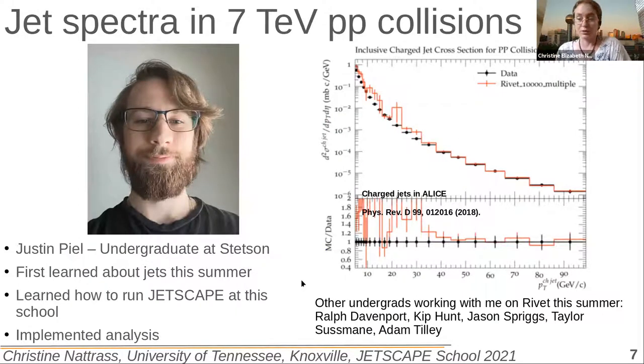it's relatively straightforward. So actually here you can see a plot that was done by my undergraduate this summer, Justin. And it shows, it's still low statistics. We have to build up statistics, but what you see here in black is the data, and in red is what we get with JETSCAPE after running proton-proton collisions. Justin wrote the RIVET analysis this summer. We're working on getting it approved so it can officially be in the RIVET repository. And then he first learned how to run JETSCAPE with the rest of you at this school last Monday.